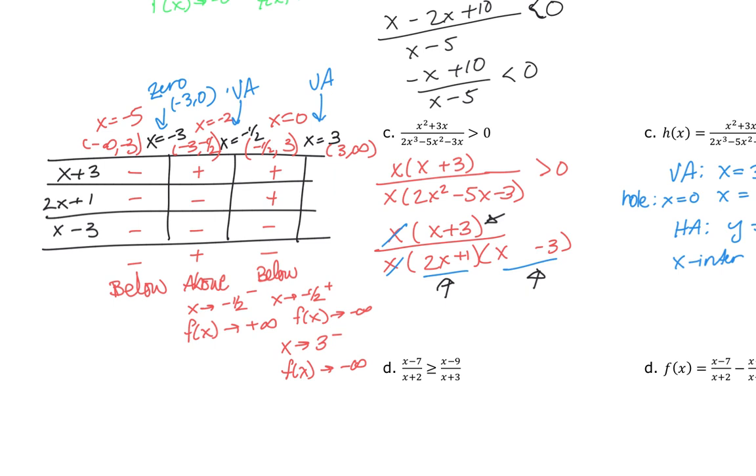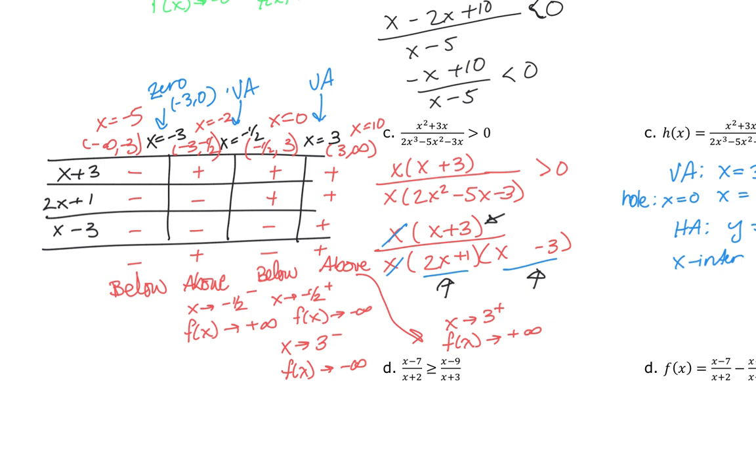Now I'm finally ready to do this final and last one. So let's do x is equal to 10. This is positive, this is positive, this is positive, this is positive, so we are above. Now in terms of the graph, that tells me as x approaches 3 from the right, my function is going to go to positive infinity.